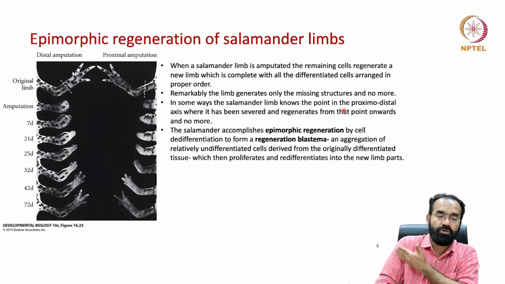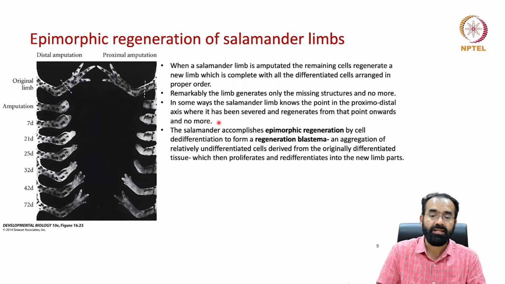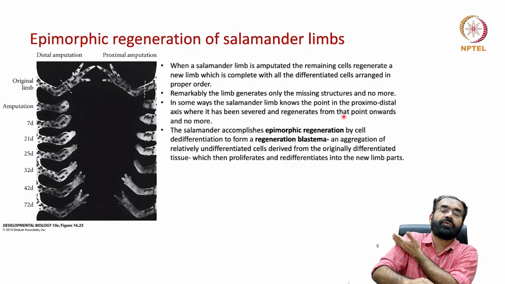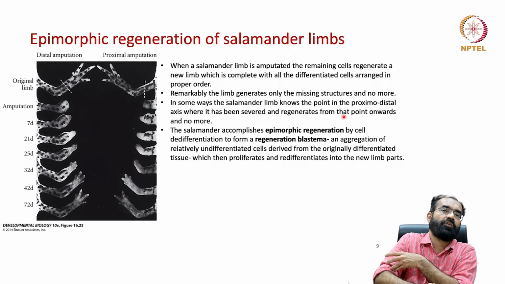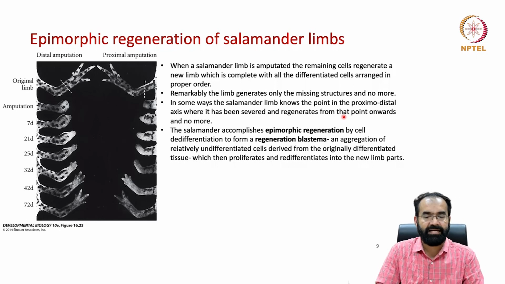This is the proximo-distal axis, where the limb has been severed or amputated, and it regenerates from that point onwards. If it is cut here, it will not grow from here. If it is cut here, it is not growing from here. It is not that here I will get a palm formed. It will make the entire thing.